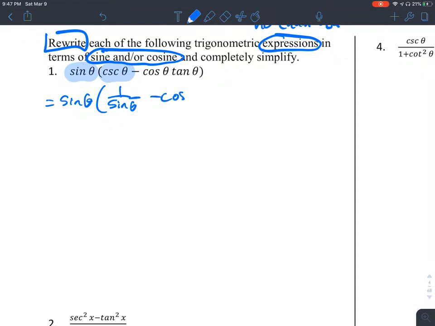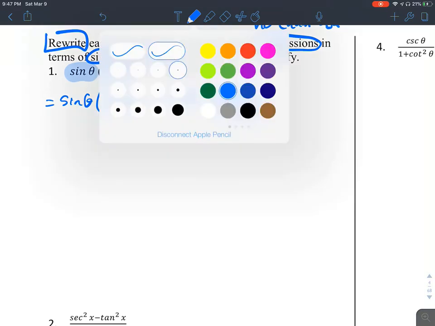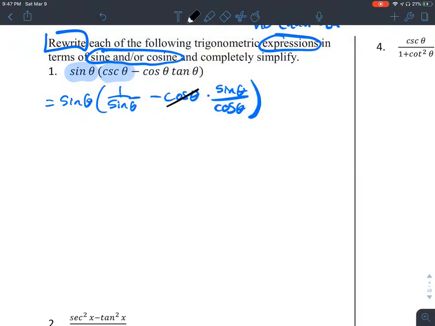And then we've got minus cosine of theta. That's already in terms of cosine. I'm not going to change that. Tangent, that's not in terms of sine or cosine. What is tangent of theta equal to? Well, it's equal to sine of theta over cosine of theta. That's an identity that's on the front of your notes. Then, check this out. We are multiplying and dividing by cosine, so those cancel. That's going to give us sine of theta times (1 over sine of theta minus sine of theta).